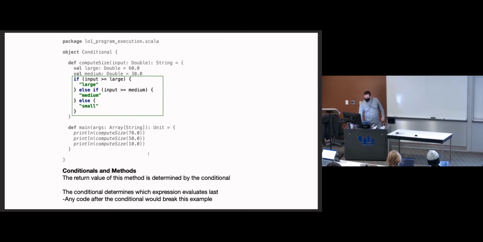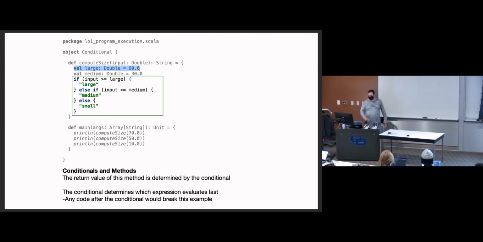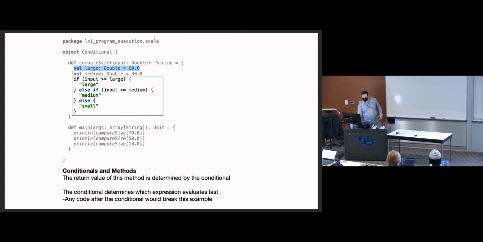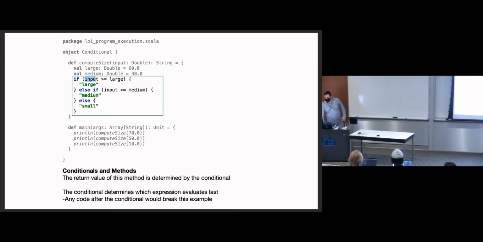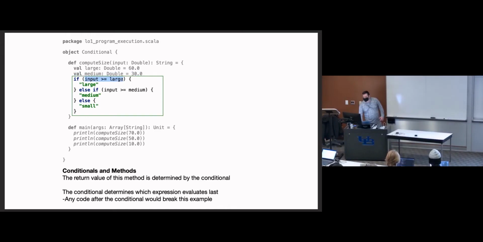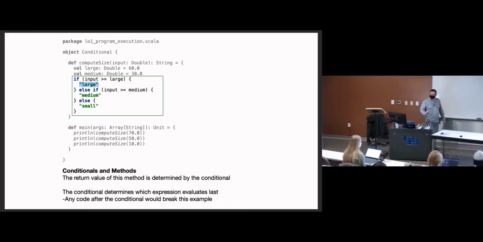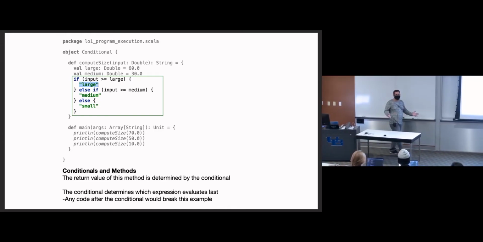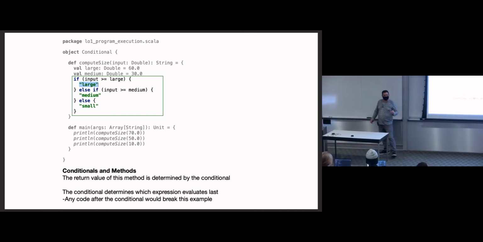So when the input is 70, we're going to run this line of code, this expression, which is an assignment expression, which happens to return unit. Then we're going to have 70 greater than or equal to 60, which is true. We're going to run this block of code, evaluate this expression, which is a string literal. It just resolves to its value. So this expression resolves to the string large.